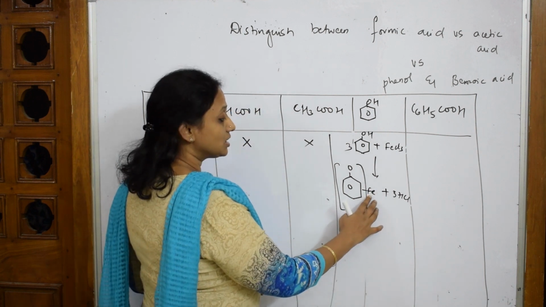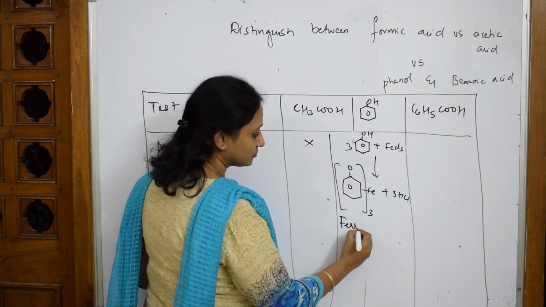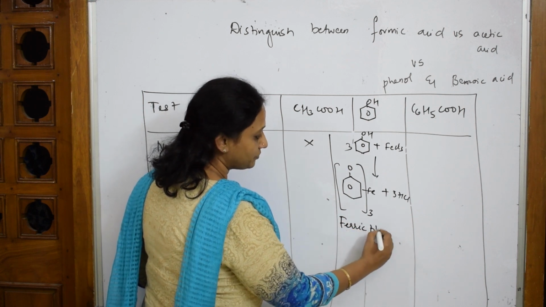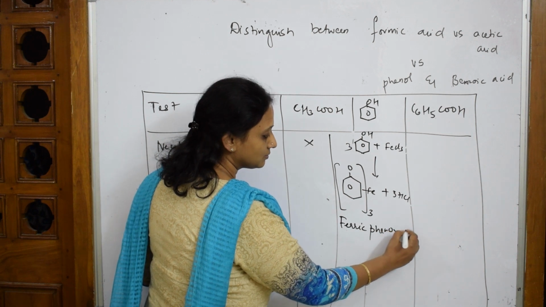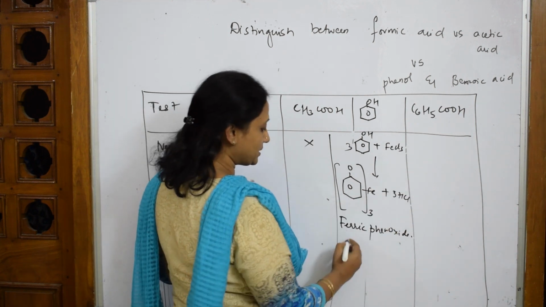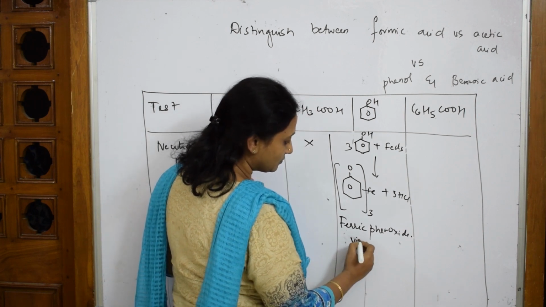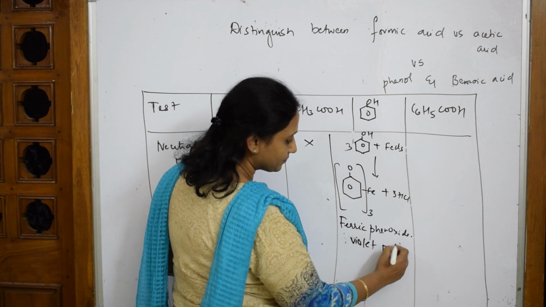So what is this called? This is ferric phenoxide. Right. So now the color of this precipitate is violet. That is what we have written, violet PPT.